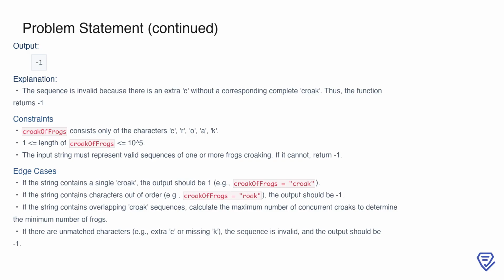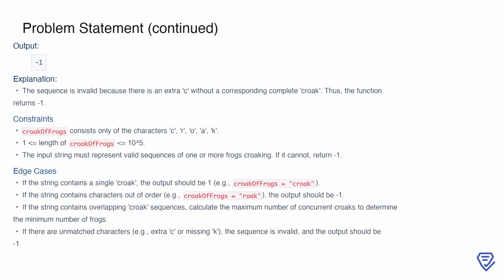To summarize, the problem requires us to carefully track the state of each croaking frog and ensure that each croak is valid and complete. If any part of the sequence is unmatched or out of order, the function should return -1. These constraints help us identify edge cases, such as overlapping sequences, missing characters, or unmatched extras, ensuring our solution accounts for all possibilities.